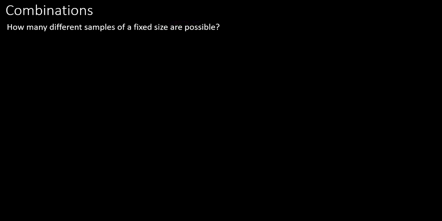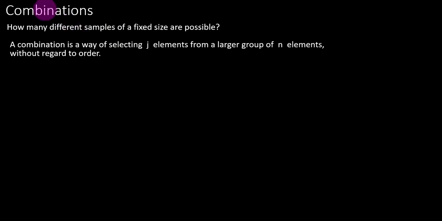It's kind of doing double duty here, and namely what a combination accomplishes is it is a calculation to determine the number of samples that are possible from a larger group, say a population. An important point about that is that this is without regard to order. And we'll specify what that means here shortly.